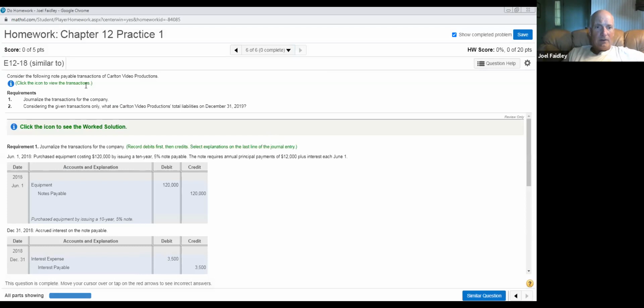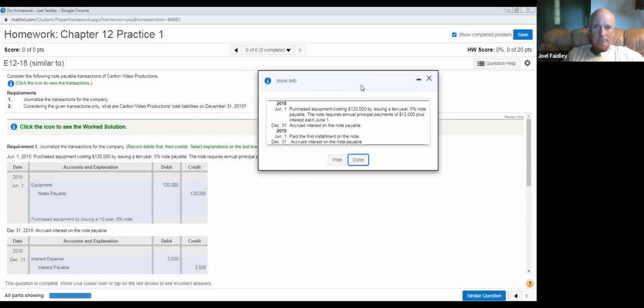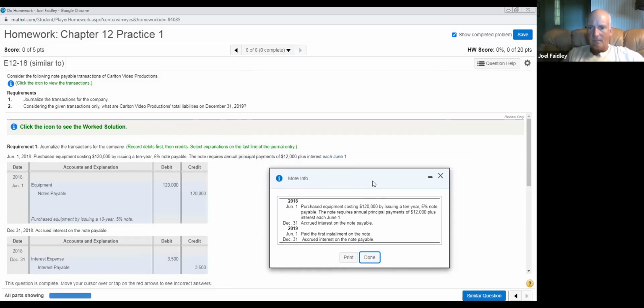Let's see here. Following transactions. Let me click on that. Purchase equipment. I'll have to slide this up so I can see it. My battery's getting low.